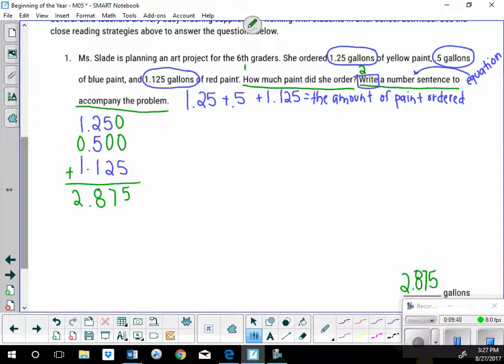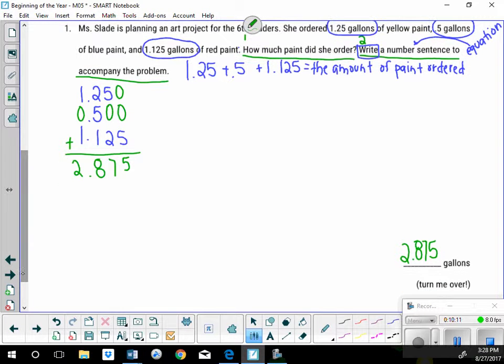Ms. Slade is planning an art project for the 6th graders. She ordered 1.125 gallons of yellow paint, 5/10 gallon of blue paint, and 1.125 gallons of red paint. How much paint did she order? I answered that question. And write a number sentence to accompany the problem. We also answered that question. Awesome, so we are finished and we have a complete problem here and we have shown our work.